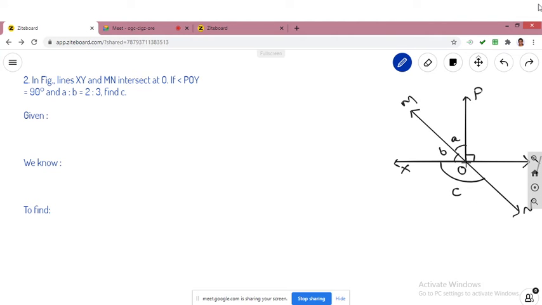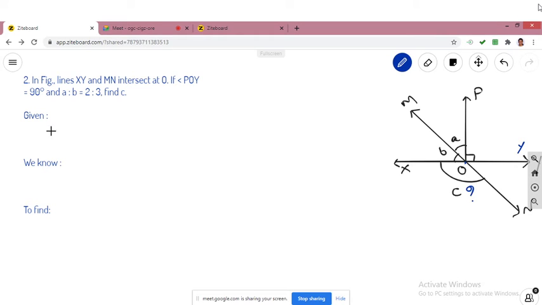These two lines intersect at a point O. So this is O. We are given that angle POY is 90 degrees. We also are given that angle A is to angle B, that is the ratio of these two angles, is 2:3. We need to find angle C. So this is unknown here.